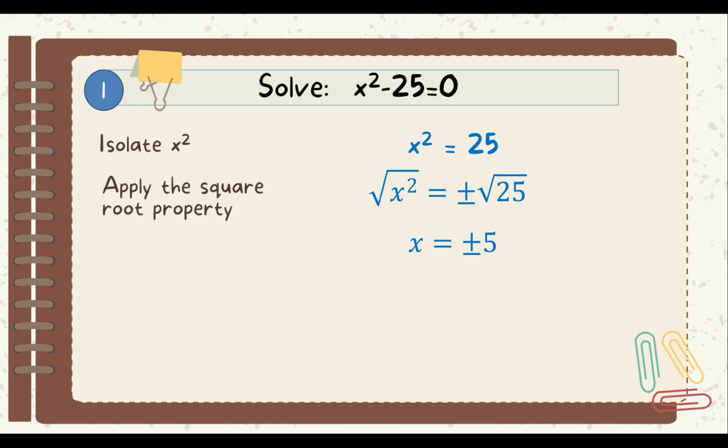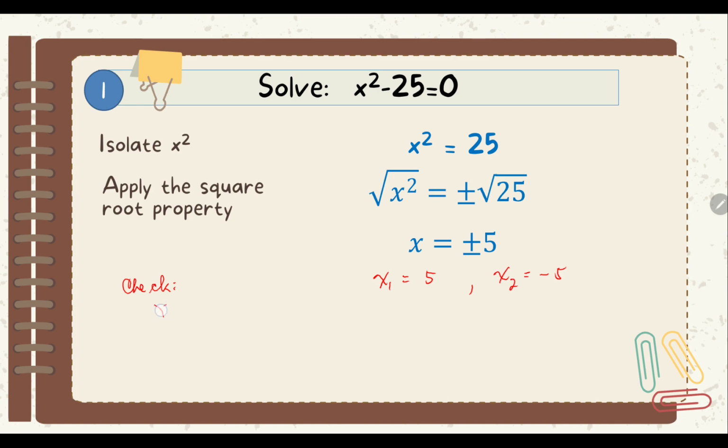Simplifying that, we then have what's the square root of x squared? X. What's the square root of 25? A positive and a negative 5. We then have two values for x sub 1, which is the positive value 5, and x sub 2, the negative value 5. Then you have to check whether the two values do satisfy the equation.